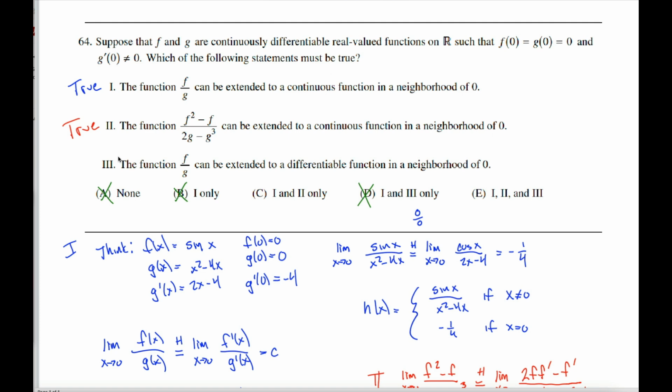But to answer the question, we need to evaluate the validity of statement 3. The function f divided by g can be extended to a differentiable function in a neighborhood of 0. Well, this will end up being false. To show this is false, all I have to do is find a function f and another function g such that f over g cannot be extended to a differentiable function in a neighborhood of 0. So the trick will be picking functions f and g so that when I divide these two functions, what I'm left with is something whose derivative is undefined when x equals 0.